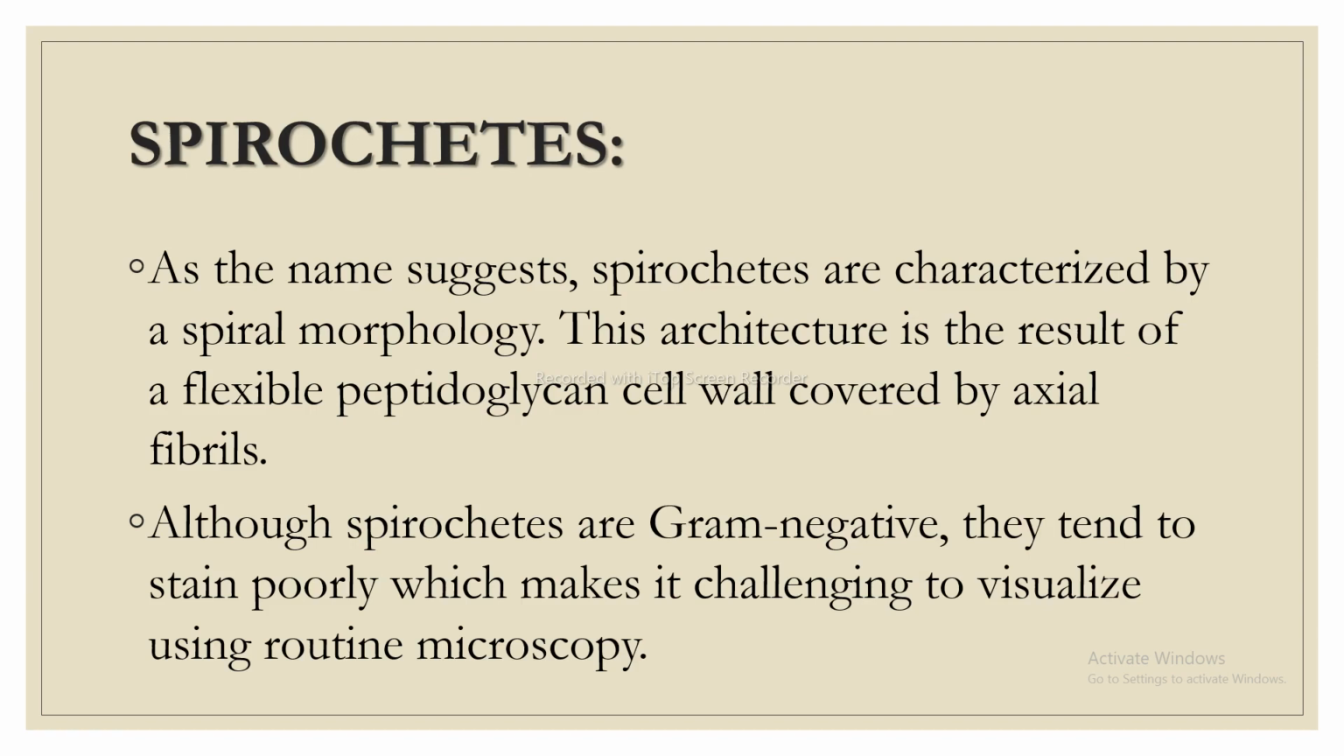Next, I am going to discuss about the spirochetes. As the name suggests, the spirochetes are characterized by a spiral morphology, and this architecture is the result of a flexible peptidoglycan cell wall which is covered by the axial fibrils.